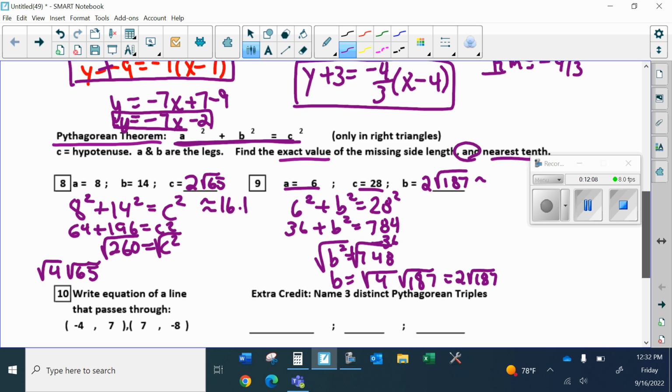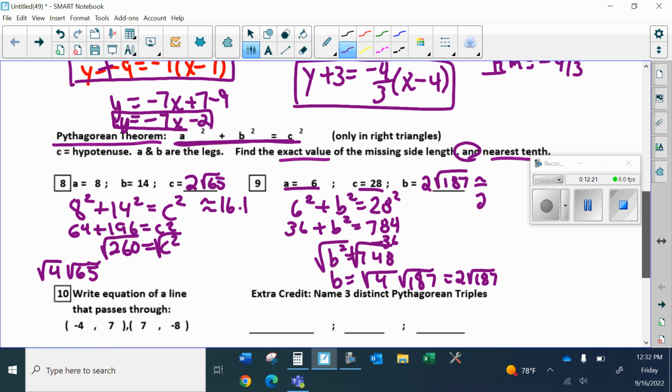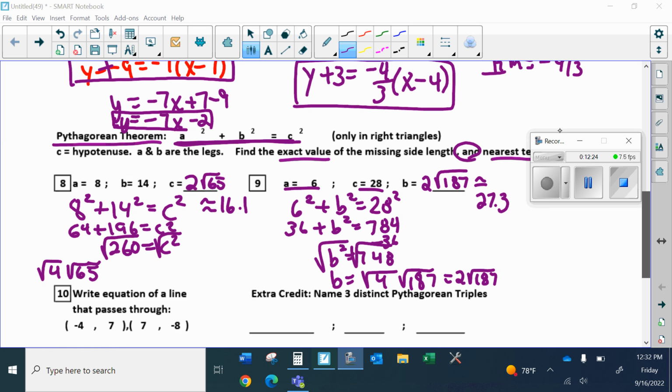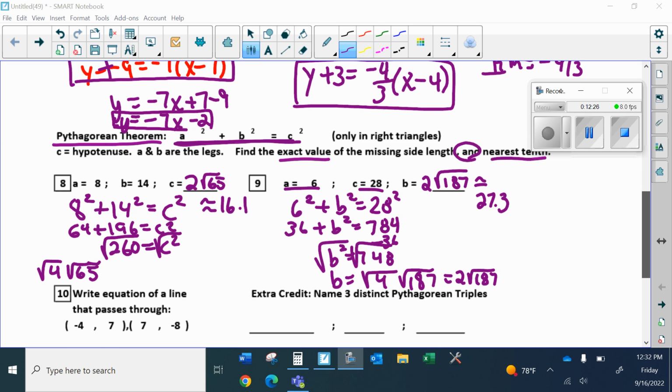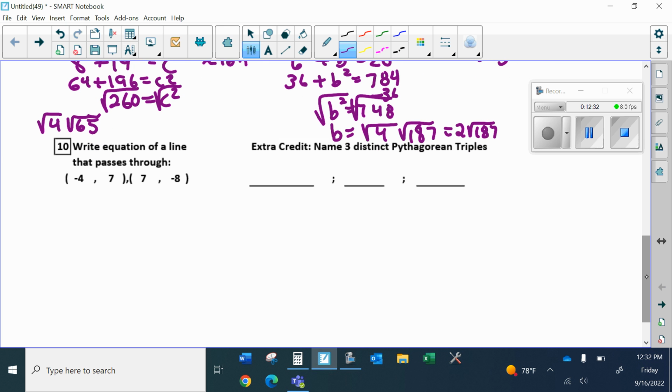And now I again put the square root of 748 in the calculator because I have to round to the nearest tenth. So the square root of 748, how do you put it on this one here? 27.3. Move that up there. Okay, there are my two answers, exact and approximate. Write the equation of the line that passes through these points.